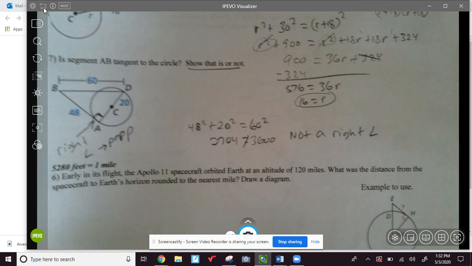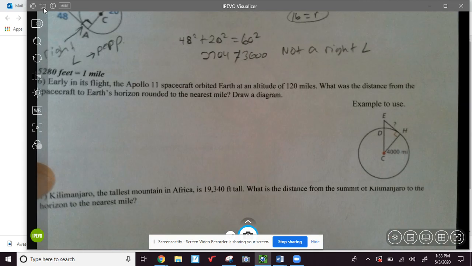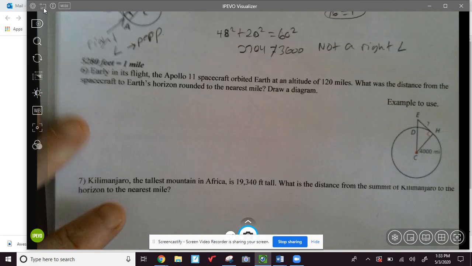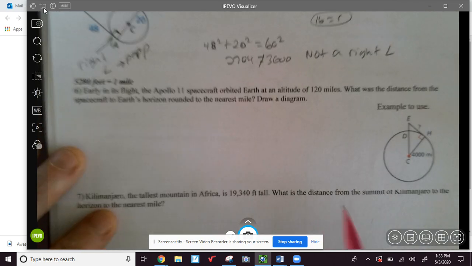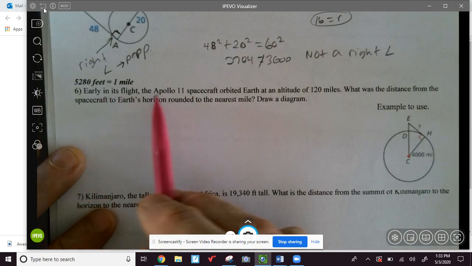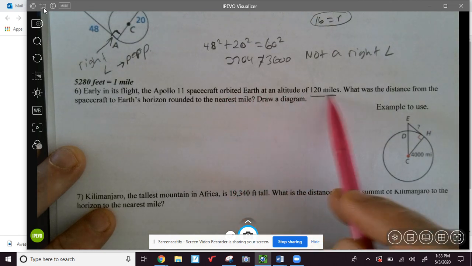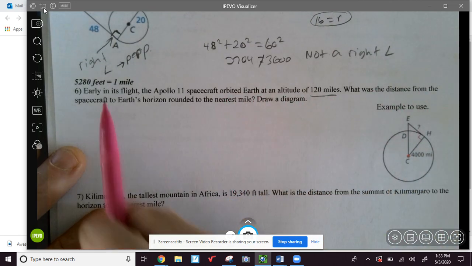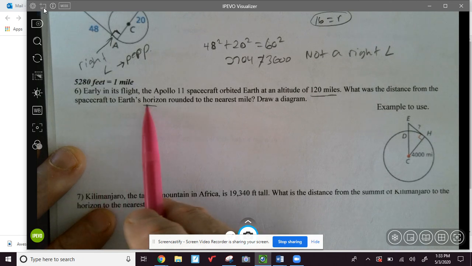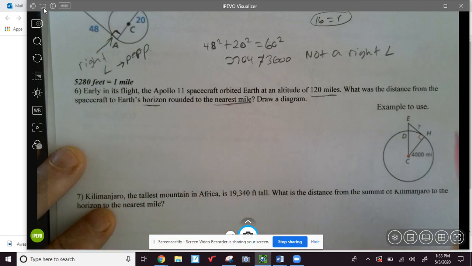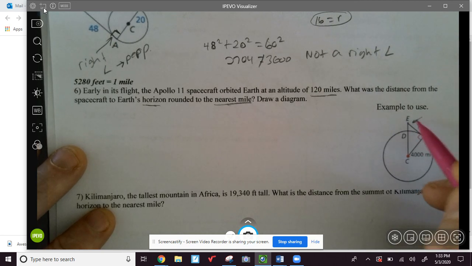Okay, let's go ahead and answer some questions about the horizon that we talked about earlier, about looking from outer space. Early in this flight, the Apollo 11 spacecraft orbited Earth at an altitude of 120 miles. What was the distance from the spacecraft to Earth's horizon rounded to the nearest mile? Okay, so we'll look over here. E is the spacecraft.